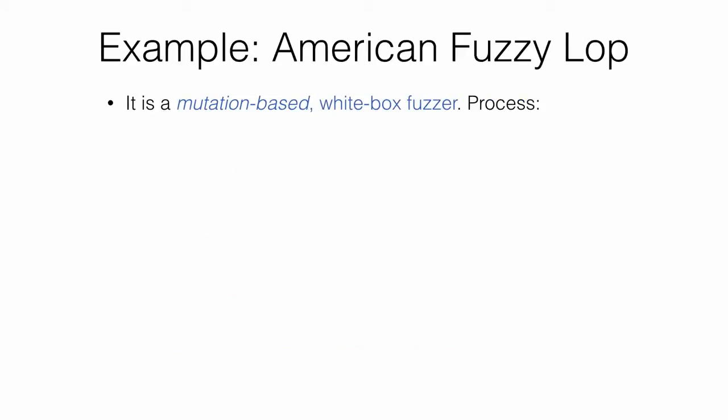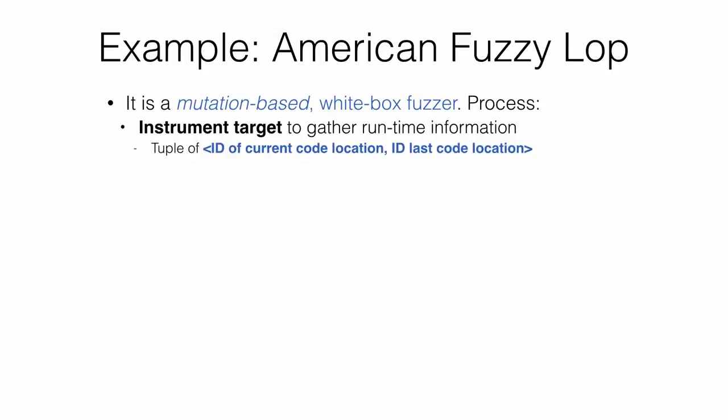Another example of a file-based fuzzer is American Fuzzy Lop. It is a mutation-based white box fuzzer, and it works according to the following process. We begin by instrumenting the target program to gather runtime information. This is how it uses the code to determine what the next inputs ought to be to improve coverage. The instrumentation it inserts tracks tuples that indicate where the program's execution has taken it, and these tuples consist of the ID of the current code location, you can think of this as just the line number, and an ID of the last code location before reaching the current one.